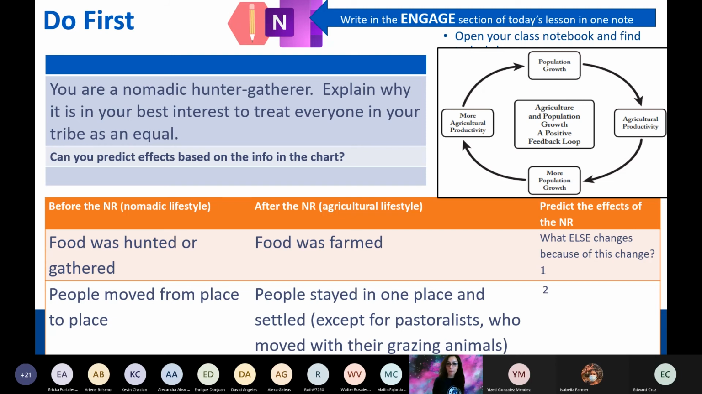Good job. All right, let's see if you can think about another chain of effects. Before the Neolithic Revolution, during the Paleolithic, when people were hunter-gatherers, they were nomads, so they moved from place to place, no permanent settlements. If you like Metallica, you have a song stuck in your head right now, I know it. After the Neolithic Revolution, people stayed in one place and settled, except for pastoralists who moved with the grazing animals, like the cowboys of the past. We'll talk about them in a couple of days.